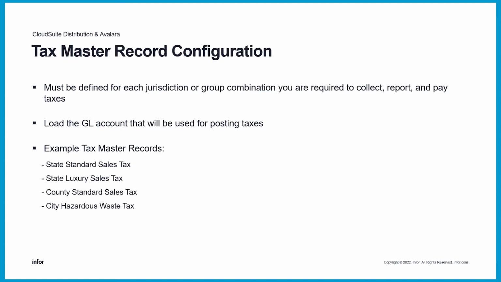When it comes to the tax master record, you must define a tax master record for each jurisdiction type or group combination in which you have nexus and are required to collect, report, and pay taxes. The purpose of setting up the tax master record is to load the general ledger account that will be used for posting taxes. So for example, you might create a tax master record for each of these combinations listed below.